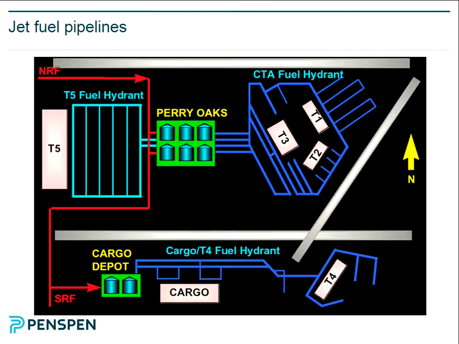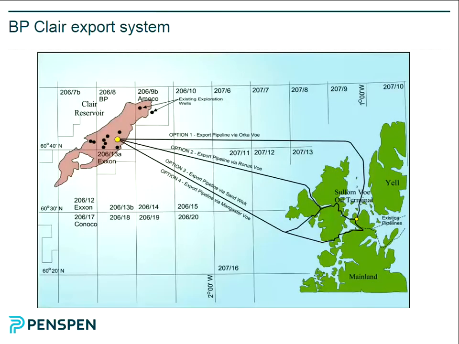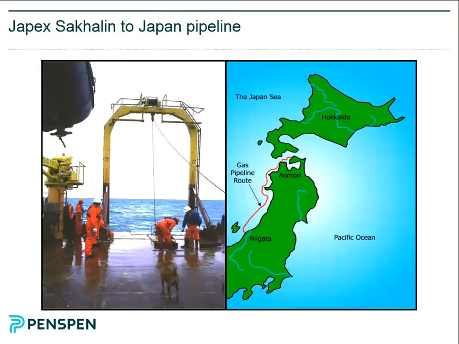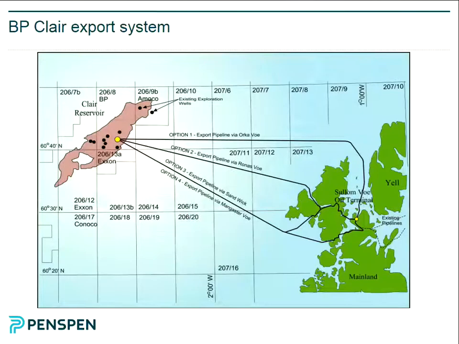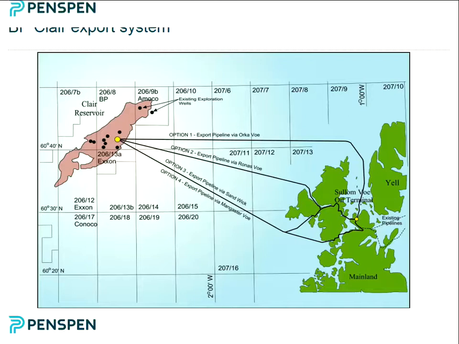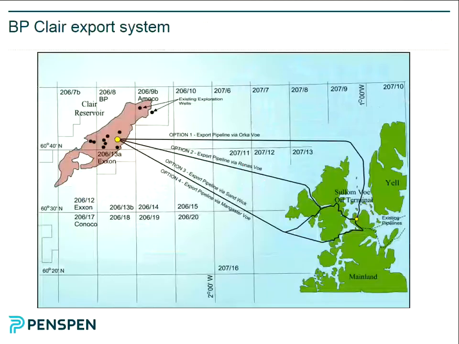This is a pipeline I was involved in. This is a typical oil export line. This is the Clare field, which will be described as west of Shetland. These are what we call trunk lines, which is exporting from the field to the terminal. And these are all the various routes we considered.